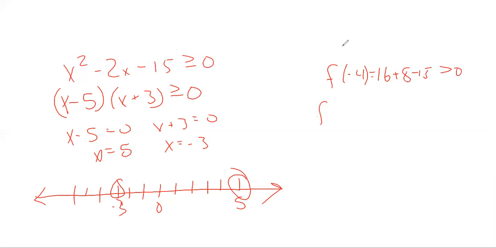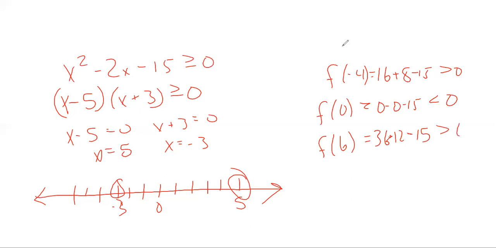Pick one in between. 0 squared minus 0 minus 15. 0 minus 15 is less than 0. Well, now I got to pick one out to the right. So 6. That would be 36 minus 12, which is 24, minus 15. 24 minus 15 is greater than 0.